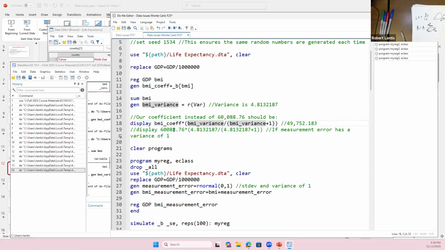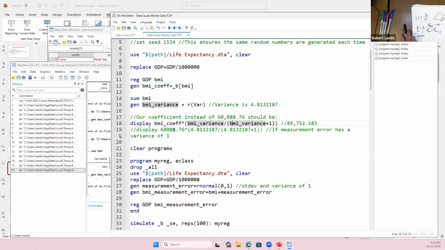Well, if I know that this is 60,088, now I already forget what the variance was. It was something like 4.81, the value that Stata told me I saved. And I now know the variance on my measurement error is 1. I can actually calculate the coefficient estimate I will see if I run a regression of GDP on BMI with BMI that has measurement error of a variance of 1.